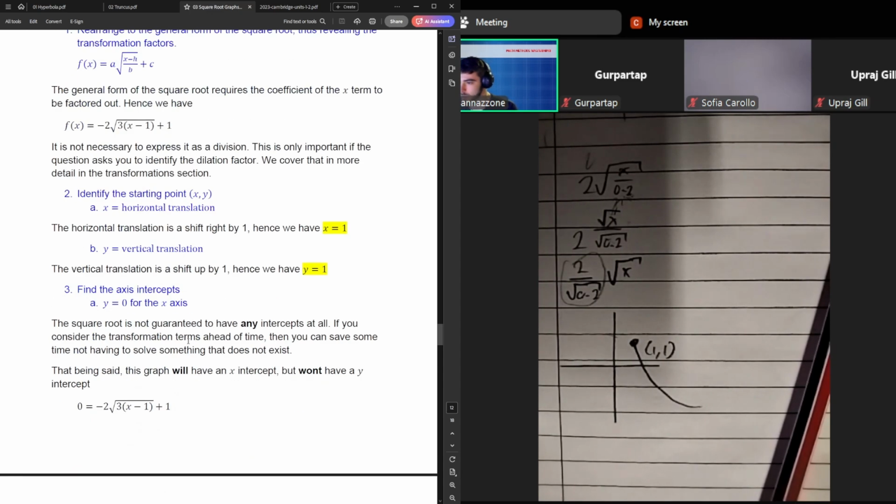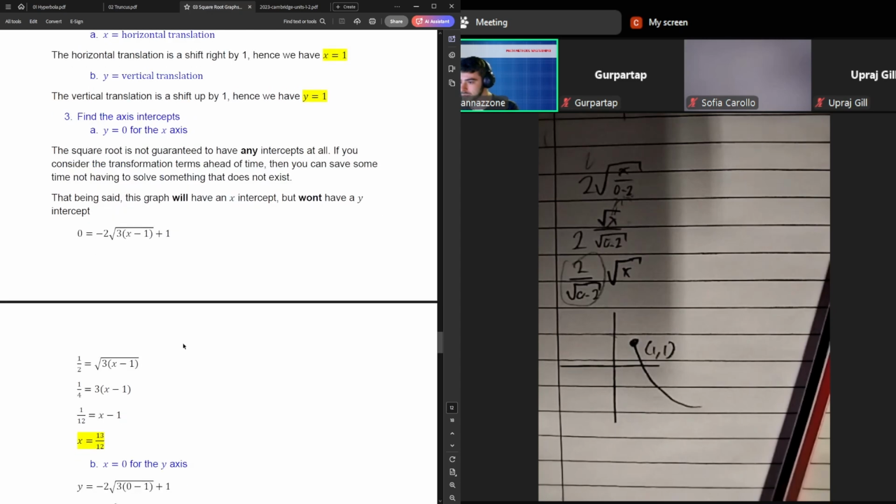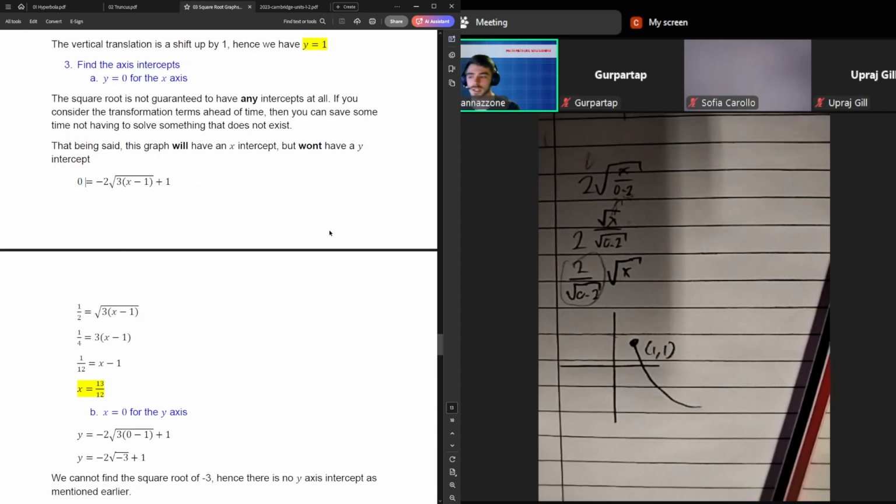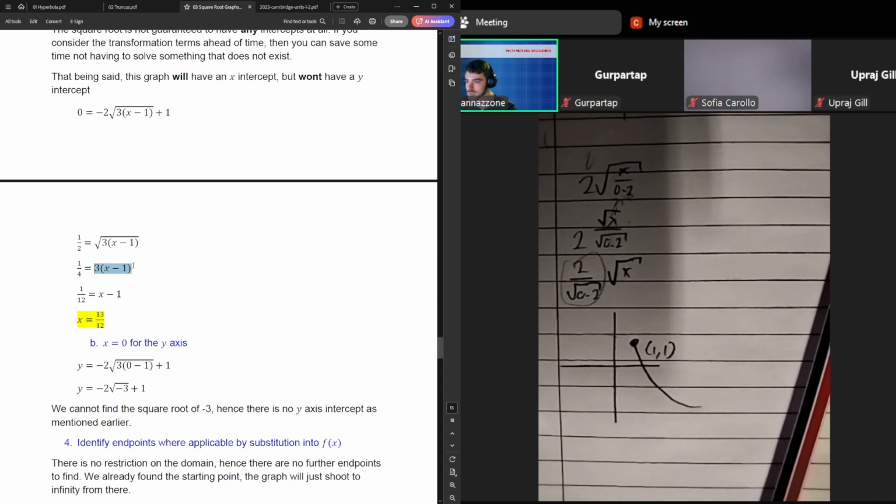Okay, now this one did have an x-intercept. So as always, set y equals 0. Back on the screen share, I should say. Rearrange, rearrange, rearrange. Square both sides. Now, we'll look at this in a bit. When you square both sides, you'll find some weirdness. But for now, it's pretty good. Squaring both sides, rearrange, rearrange. x equals 13 on 12. Makes enough sense.